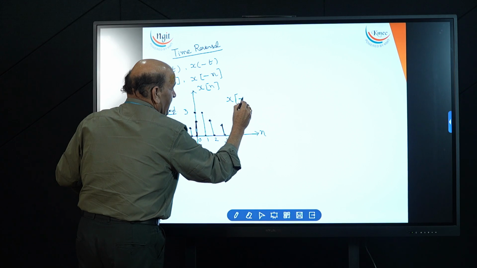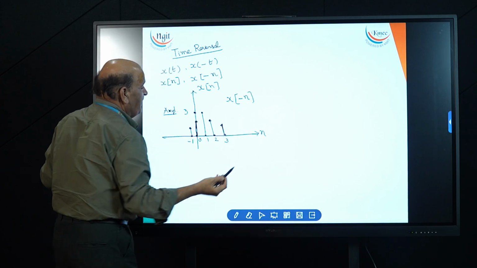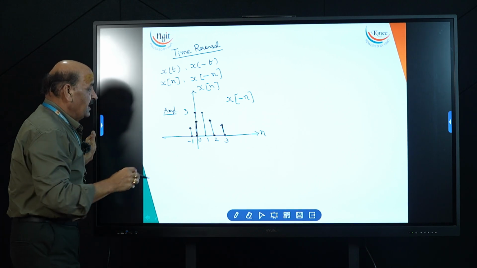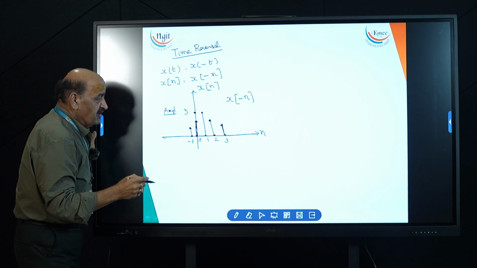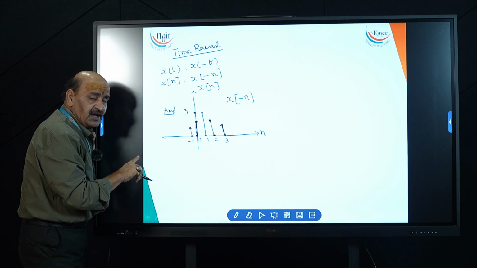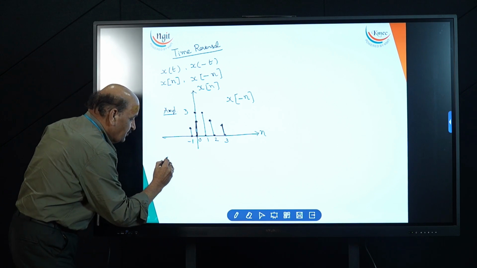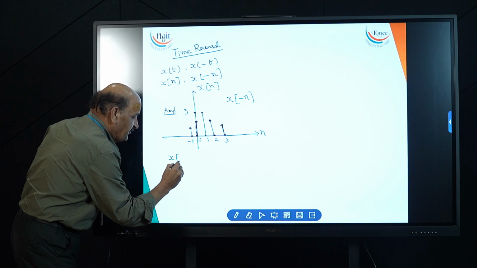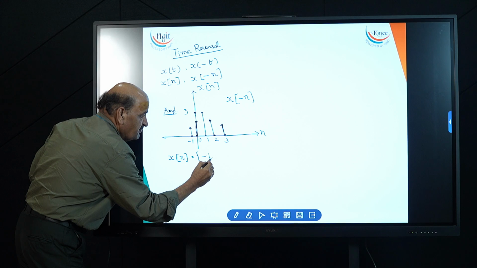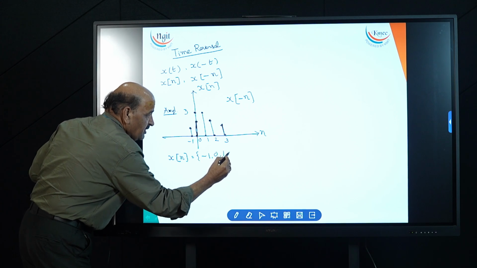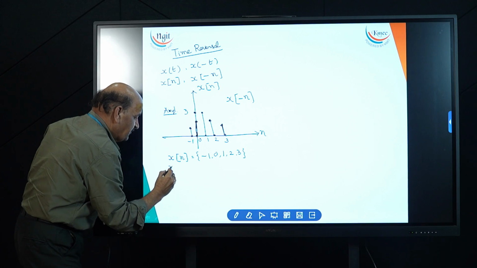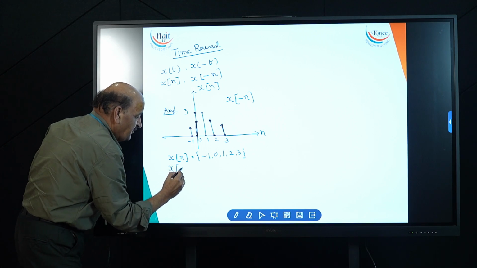Now they may ask you, sketch the graph of x of minus n. So x of minus n is called time reversal. In time reversal, the same practice you have to follow. How did we make it in the continuous time signal? So here also, what is the sequence of x of n, the given signal? The sequence is minus 1, 0, 1, 2, 3.